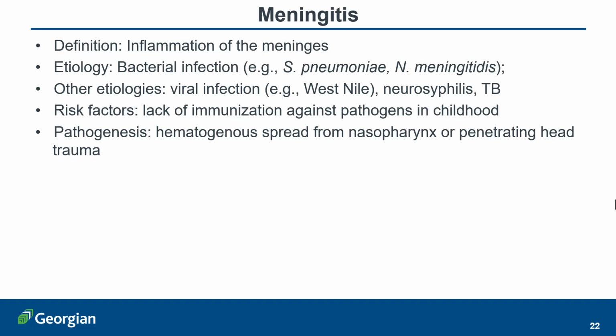The risk factors for bacterial meningitis include the lack of immunization. There's immunization against Streptococcus pneumoniae, for example, as well as Neisseria meningitidis. If there is a lack of immunization against these pathogens, especially in childhood, it increases the risk of developing meningitis later on. The pathogenesis of bacterial meningitis is the hematogenous spread from the nasopharynx to the meninges in the brain, or alternatively direct entry into the meninges via a penetrating head wound.